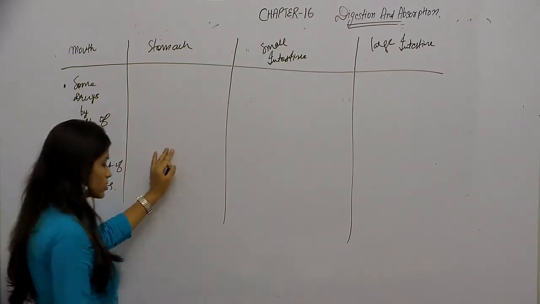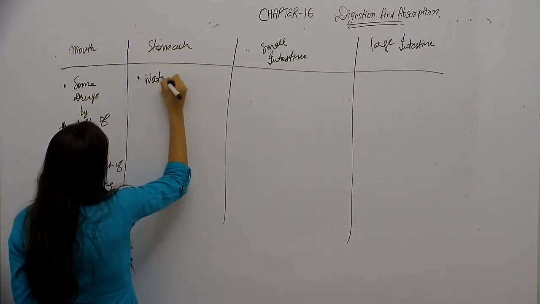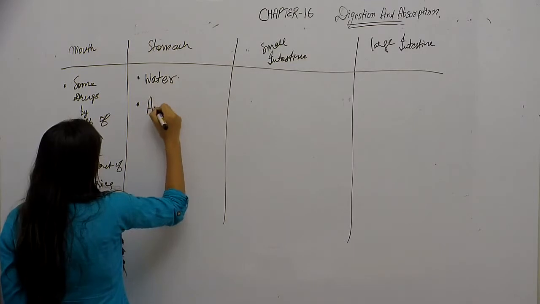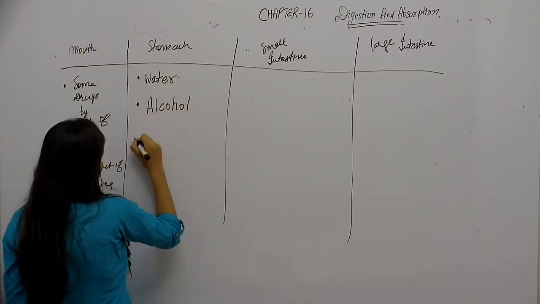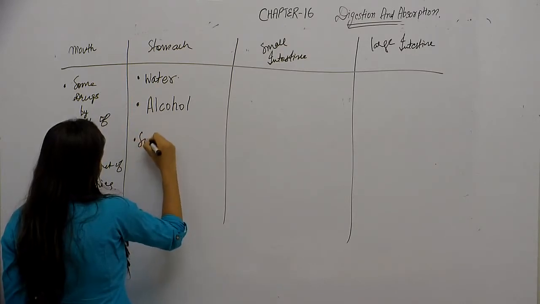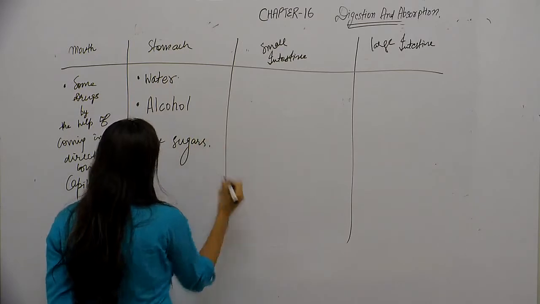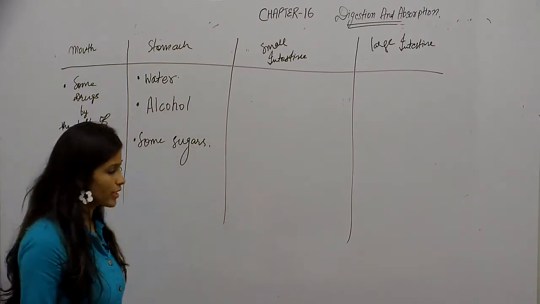And then the absorption which takes place in the stomach is of water, alcohol, and some sugar. And then let's come on to the small intestine.